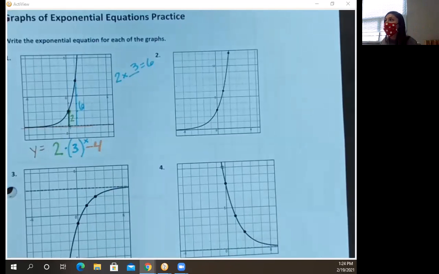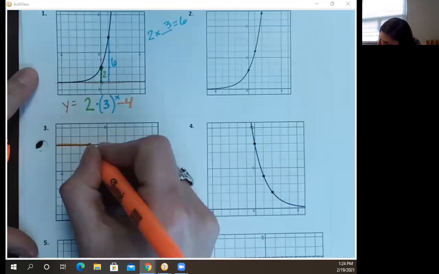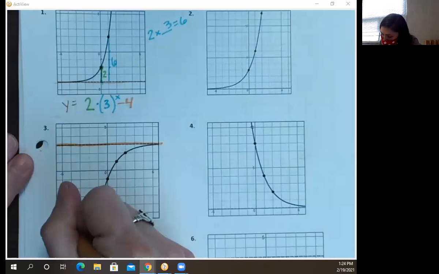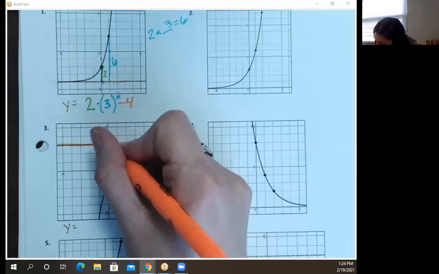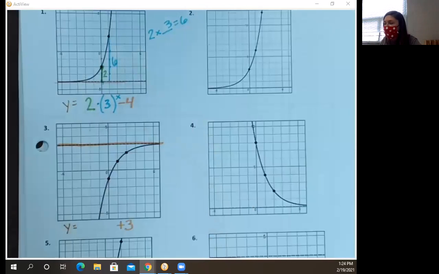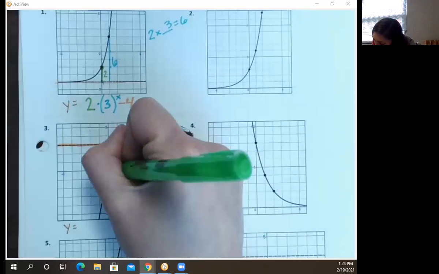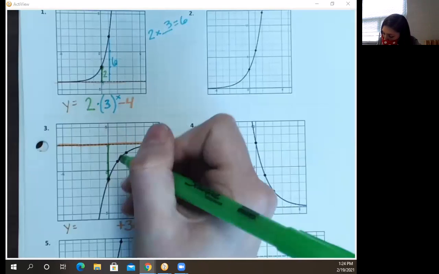Okay, so that was number 1. We wrote a function from that graph. We're going to do it again with number 3. So again, I'm going to highlight our asymptote here just to make sure it's really clear where that is. And then we're going to write our function here. I'm going to start with the asymptote. Our asymptote is at 1, 2, 3. It's at +3. So I'm going to put a +3 at the end of my function. And now I'm going to look at the distance between my y-intercept and my asymptote. My distance this time is 1, 2, 3, 4.